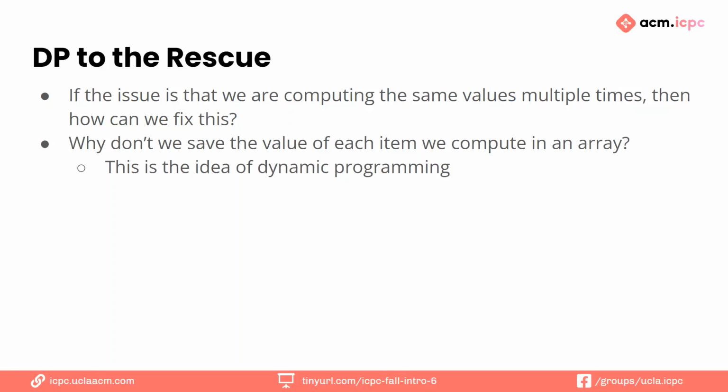Well, this is computer science. Why don't we just save the value of every item in a variable, and then for each index, store it in an array? Well, that is the very idea of dynamic programming.